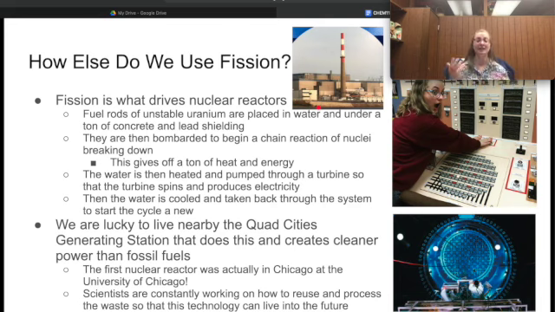Fun fact, the first nuclear reactor was actually in Chicago at the University of Chicago. Enrico Fermi was the one there, he was the one that led to the atomic bombs. He also realized that you could channel these ideas in other ways. So when he was working at the University of Chicago, it was his team that created the first nuclear reactor.